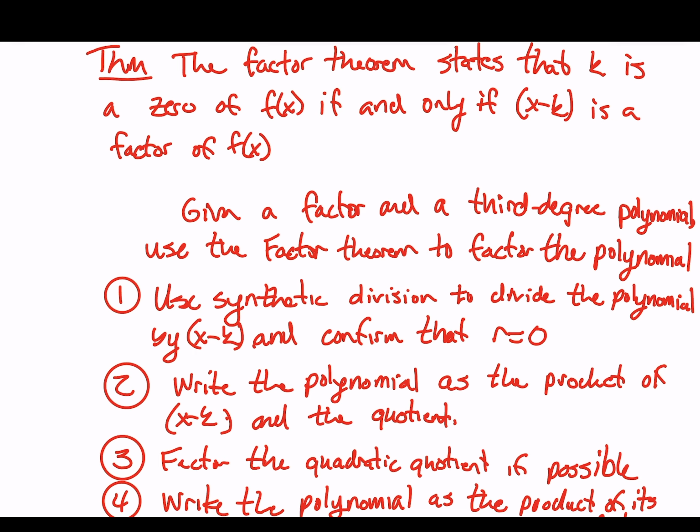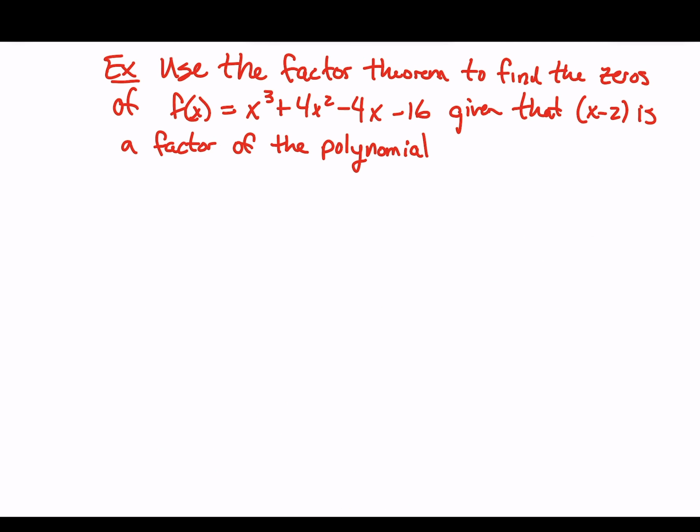Okay, let's try an example. In this example, we want to use the factor theorem to find the zeros of f of x equals x cubed plus 4x squared minus 4x minus 16, given that x minus 2 is a factor of the polynomial. So the first thing we want to do is synthetic division to divide the polynomial by x minus 2. We create our columns, our x cubed, x squared, x, and constant. We write in our coefficients, which are 1, 4, -4, and -16. And then we're going to divide by 2.